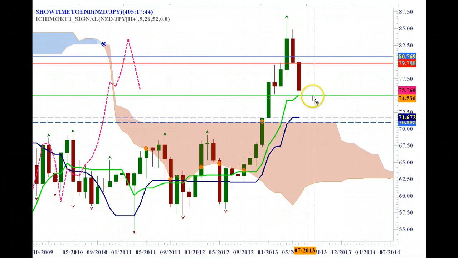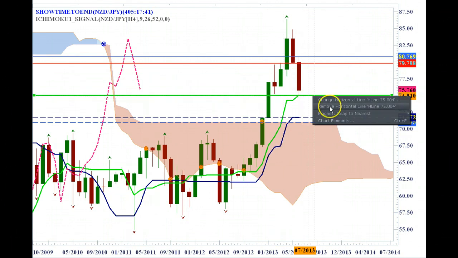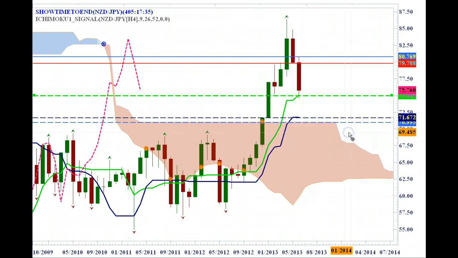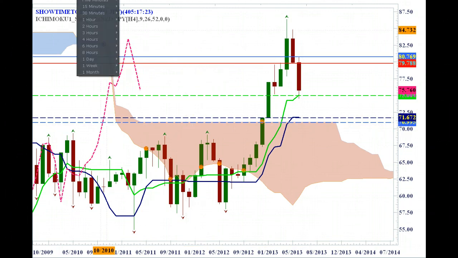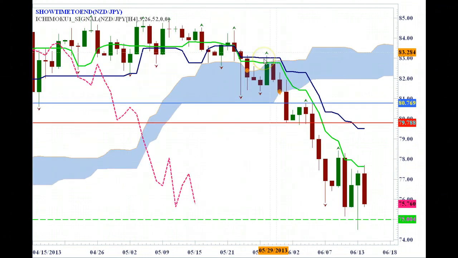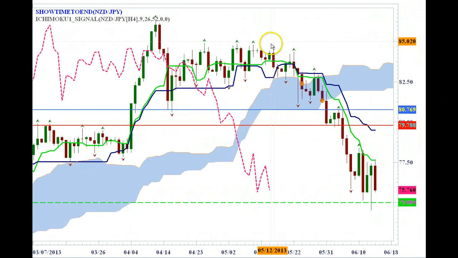Alright, let's make it so we know what it is. And the way I make it a monthly is I put the dash lines. The dash line tells me it's monthly, and the color tells me that it's Tenkan-sen, because I have my colors for Tenkan-sen, Kijinsen, the cloud color. Alright, so let's see what that's doing on the daily time frame. On the daily time frame we're bearish, on the monthly we're bullish.